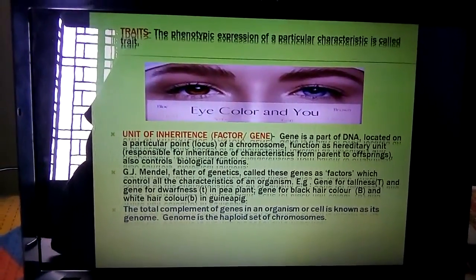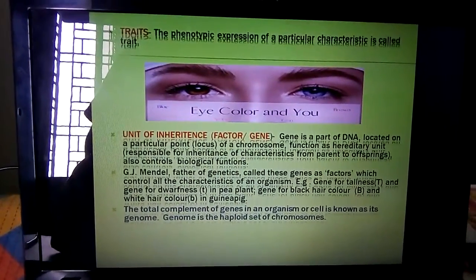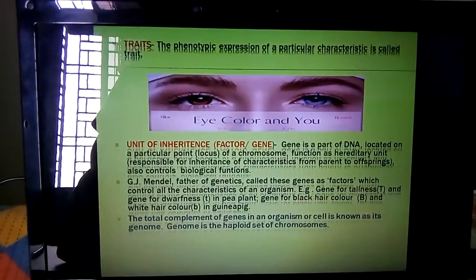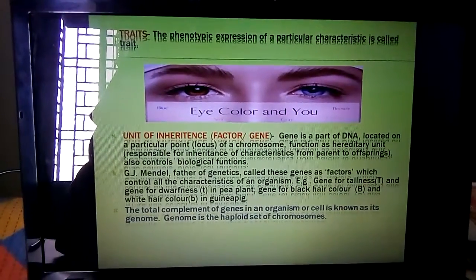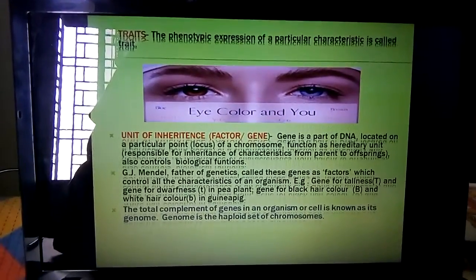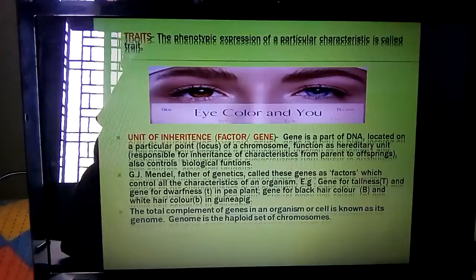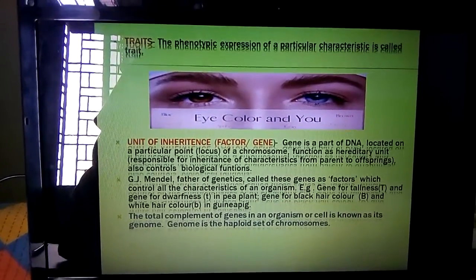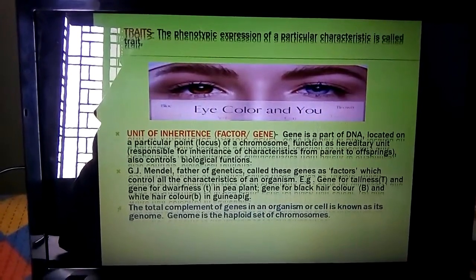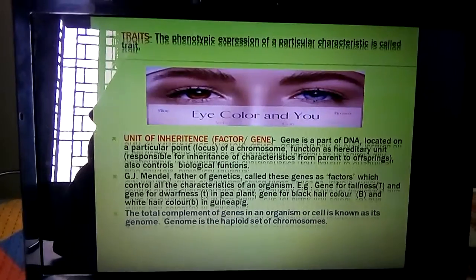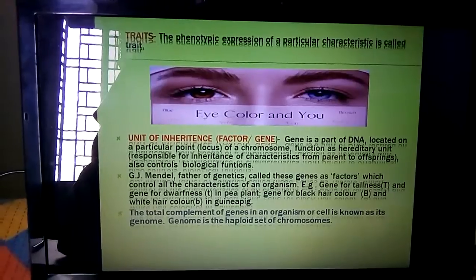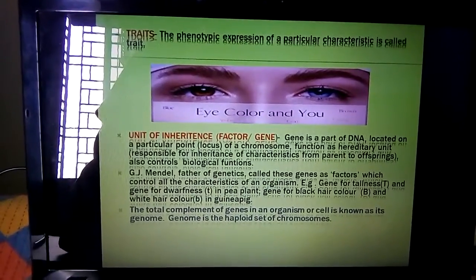Next, unit of inheritance. The unit of inheritance is the gene. Where is the gene located? A gene is a part of DNA located at a particular point that is known as the locus of a chromosome. It functions as a hereditary unit responsible for inheritance of characteristics from parent to offspring and also controls biological functions. G. J. Mendel, father of genetics, called these genes factors which control all characteristics of an organism.